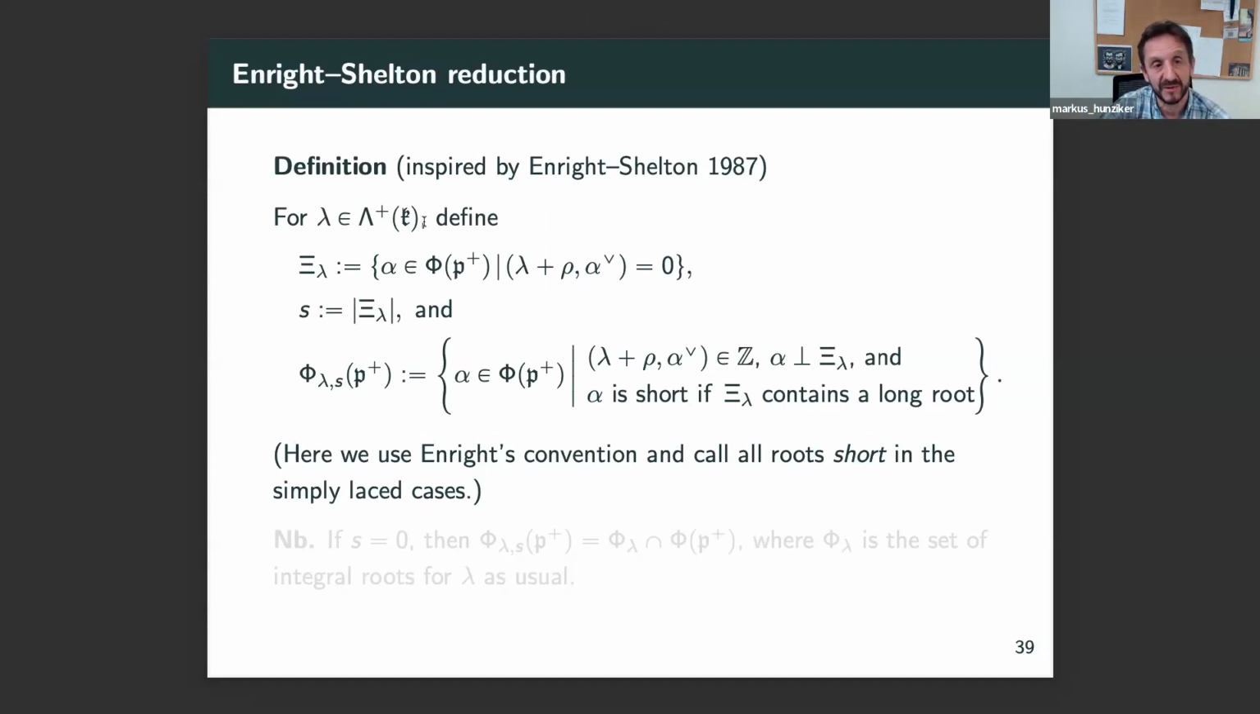If you start with a K dominant integral weight lambda, this psi sub lambda is the set of so-called singular roots in phi p plus, the roots that are orthogonal to lambda plus rho. S is the number of these singular roots. And then I call that phi sub lambda s of p plus. These are the roots that give you integers with lambda plus rho and that are orthogonal to the singular roots. And there is this extra condition that Enright introduced, that alpha has to also be short if there exists a long singular root. This is a generalization of things like integral root systems.